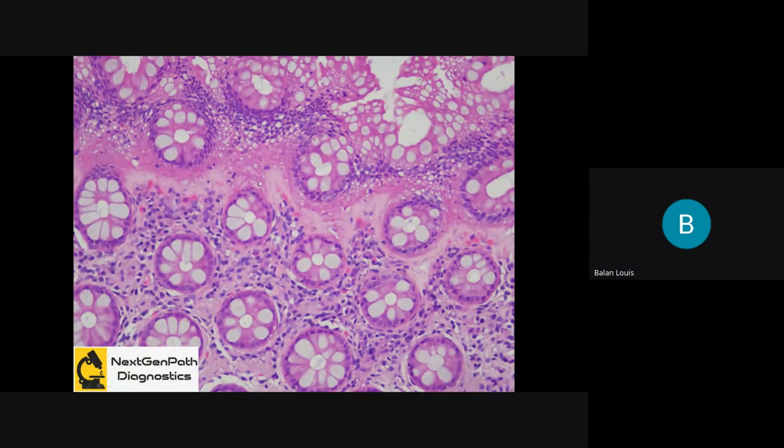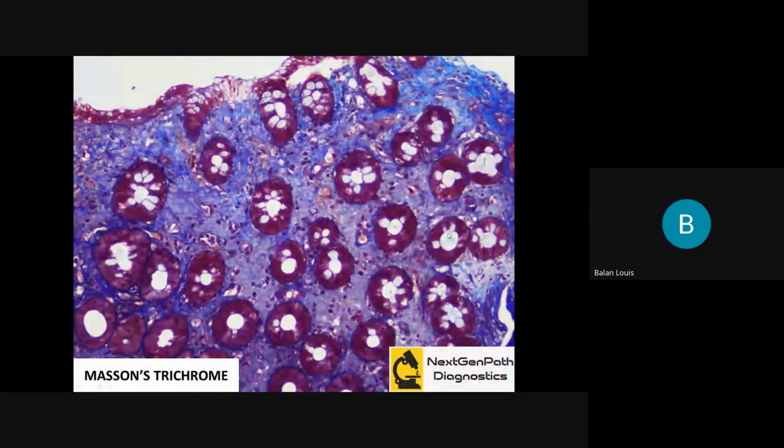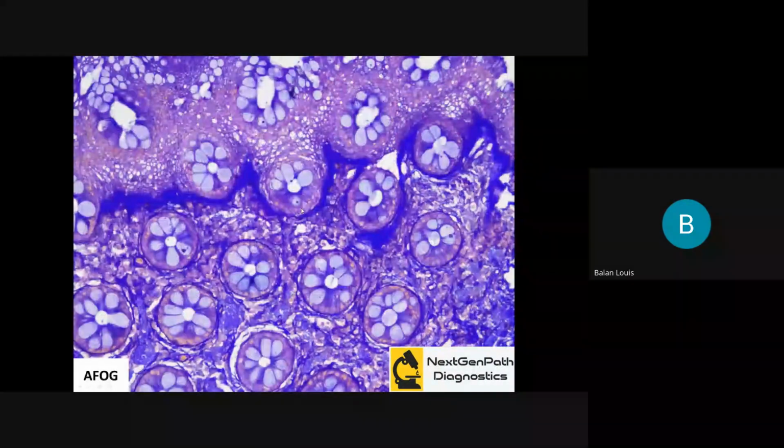In another section, you find thickening of the basement membrane. So this is a Masson trichrome stain. There is excessive collagenization of the basement membrane as well as in the stroma. This is an acid fuchsin orange stain. Again, the thickening of the basement membrane, collagenization of the stroma.